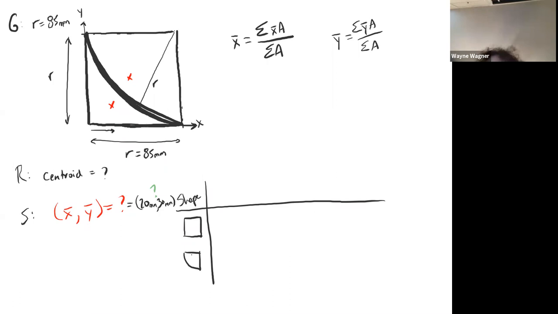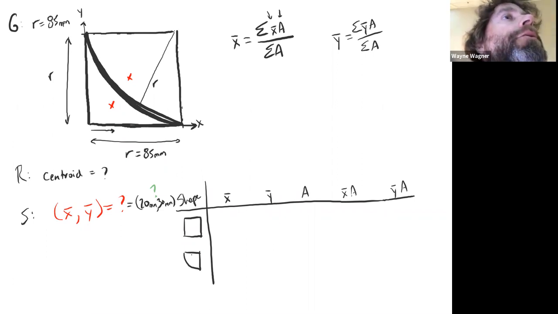Let's go ahead and solve this. I got this shape, so we need these things in our chart. I need X bar, Y bar, and A, then X bar A and Y bar A. That will give us everything we're looking for. So which shape do you want to do first?